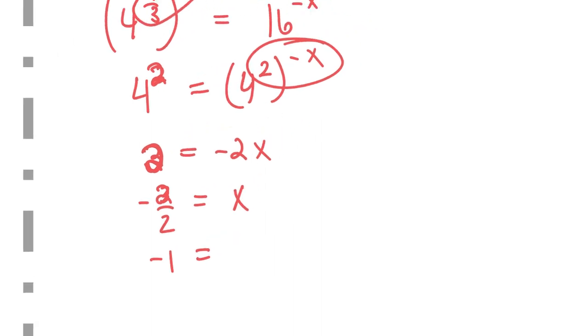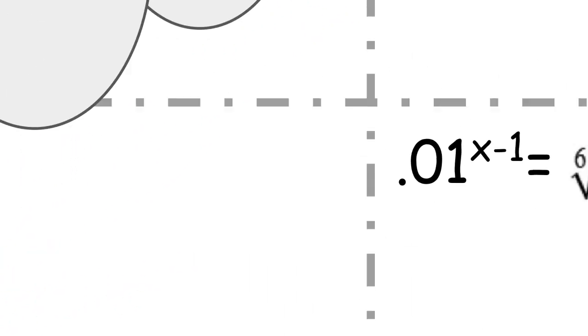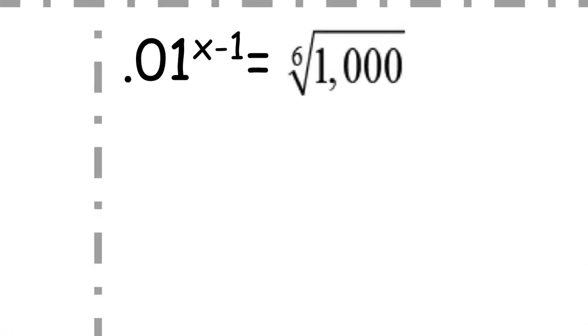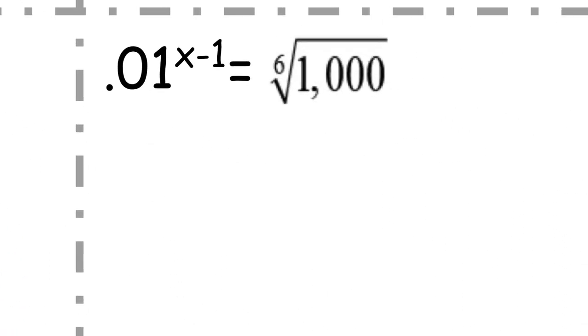Okay, we're ready for the next one. And I think the last one. Oh, this one's just a doozy. So this one is like 1/100, correct? Raised to the x minus 1. Make sure all of that ends up in parentheses. Otherwise, only the numerator will be raised to the exponent.